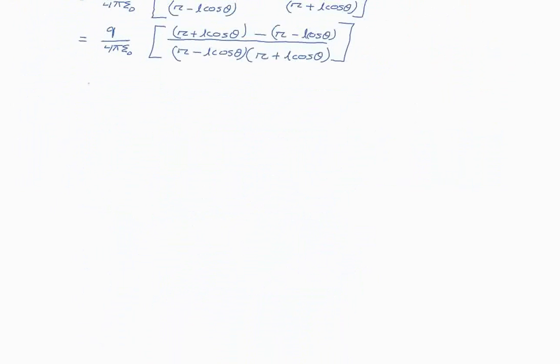So this is equal to q divided by 4 pi epsilon naught into a minus b into a plus b, and the formula is a square minus b square, so r square minus L square cos square theta. Here r plus L cos theta minus r plus L cos theta, r will be cancelled out, so this is equal to 2L cos theta.